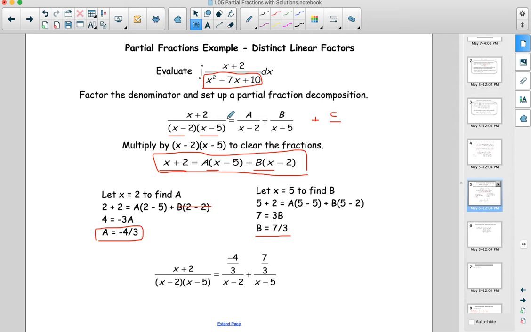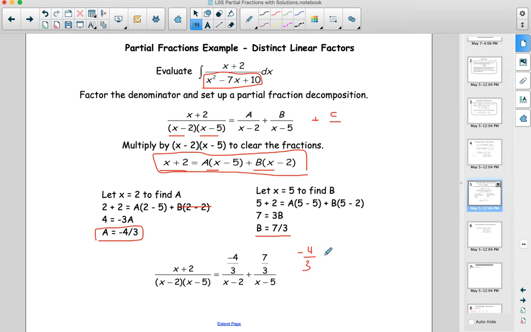So what does that mean? It now means we can rewrite x plus 2 over x squared minus 7x plus 10, or in factored form x minus 2 times x minus 5, we can rewrite that as negative 4/3 over x minus 2 plus 7/3 over x minus 5. I'm going to leave this part as an exercise to you to verify that it is correct.